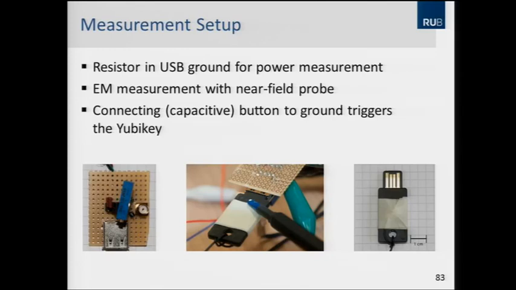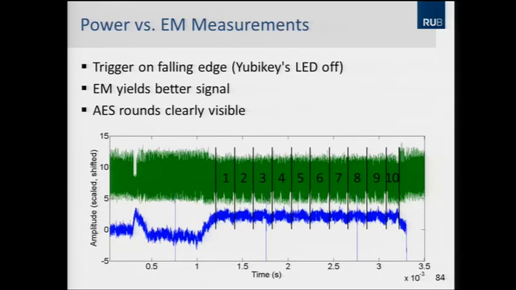To press this button automatically, we just took tin foil. Yeah, tin foil solves everything. If you connect it to ground, it simulates your fingers pressing the button, so you don't have to press thousands of times manually. And with this, we took our measurements. We found out that the EM signal gives a better signal. This is the one here on top.